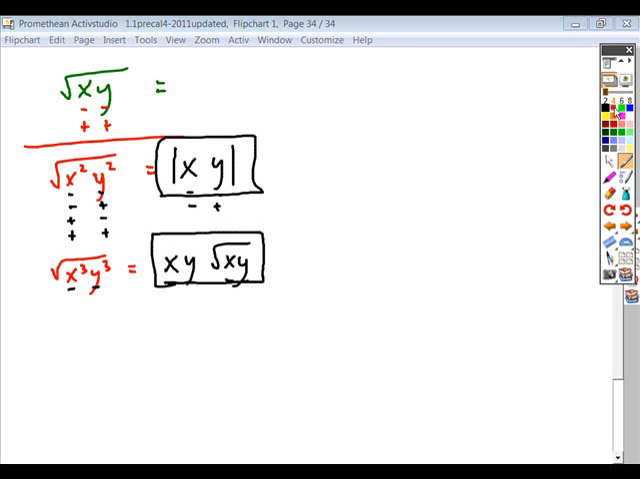Okay, let's take a look at another example. x to the 5th, y cubed. I want you to see, how would you simplify that, please?